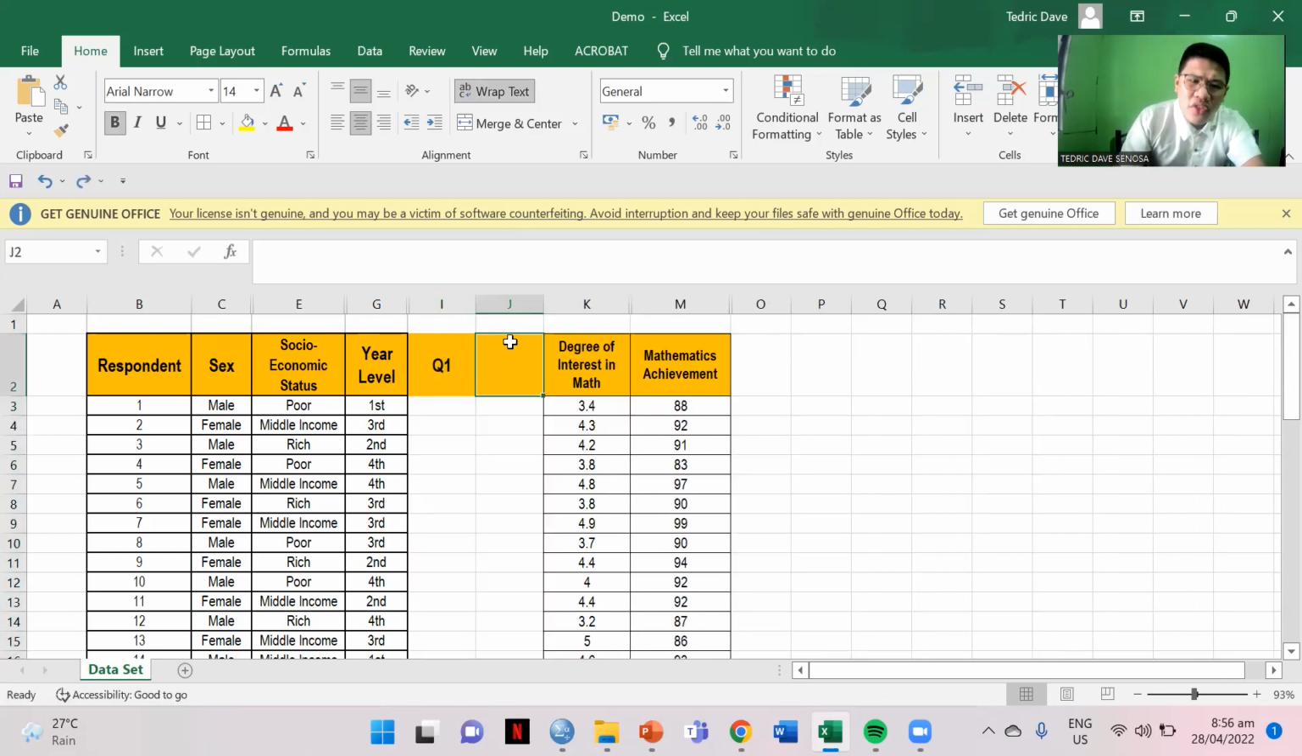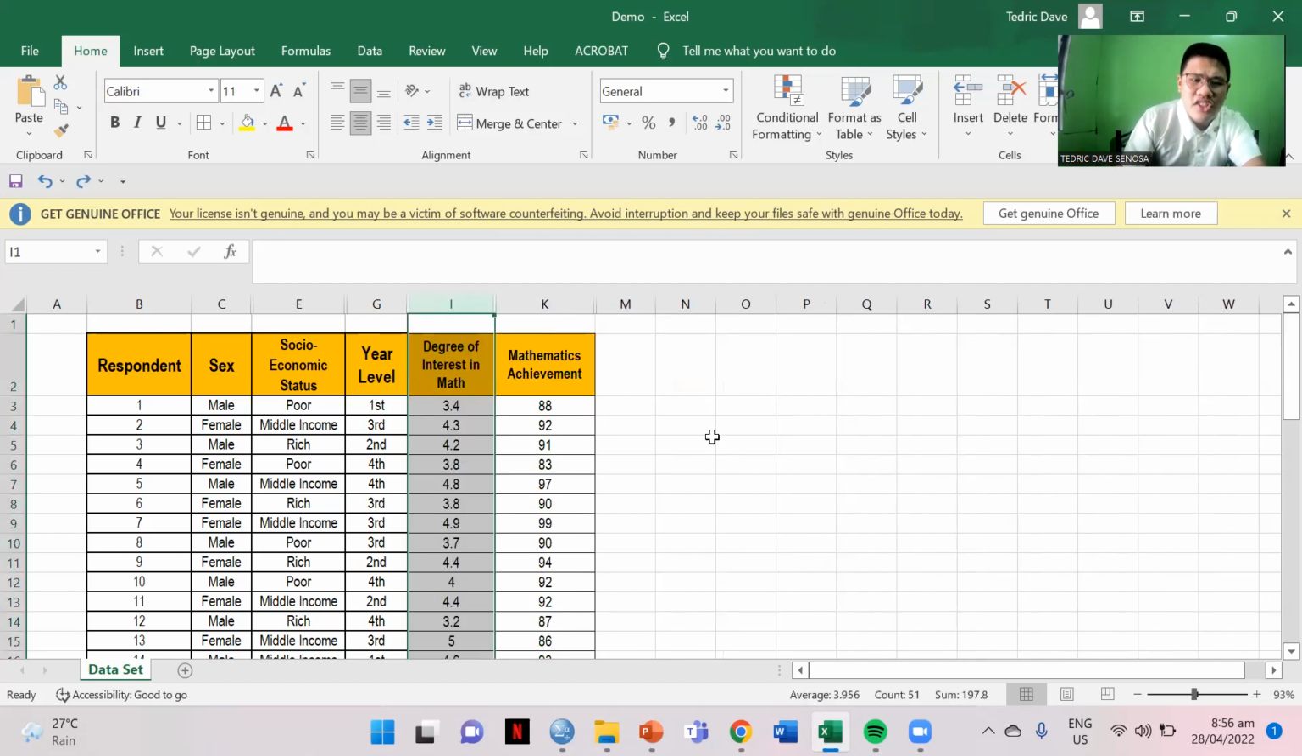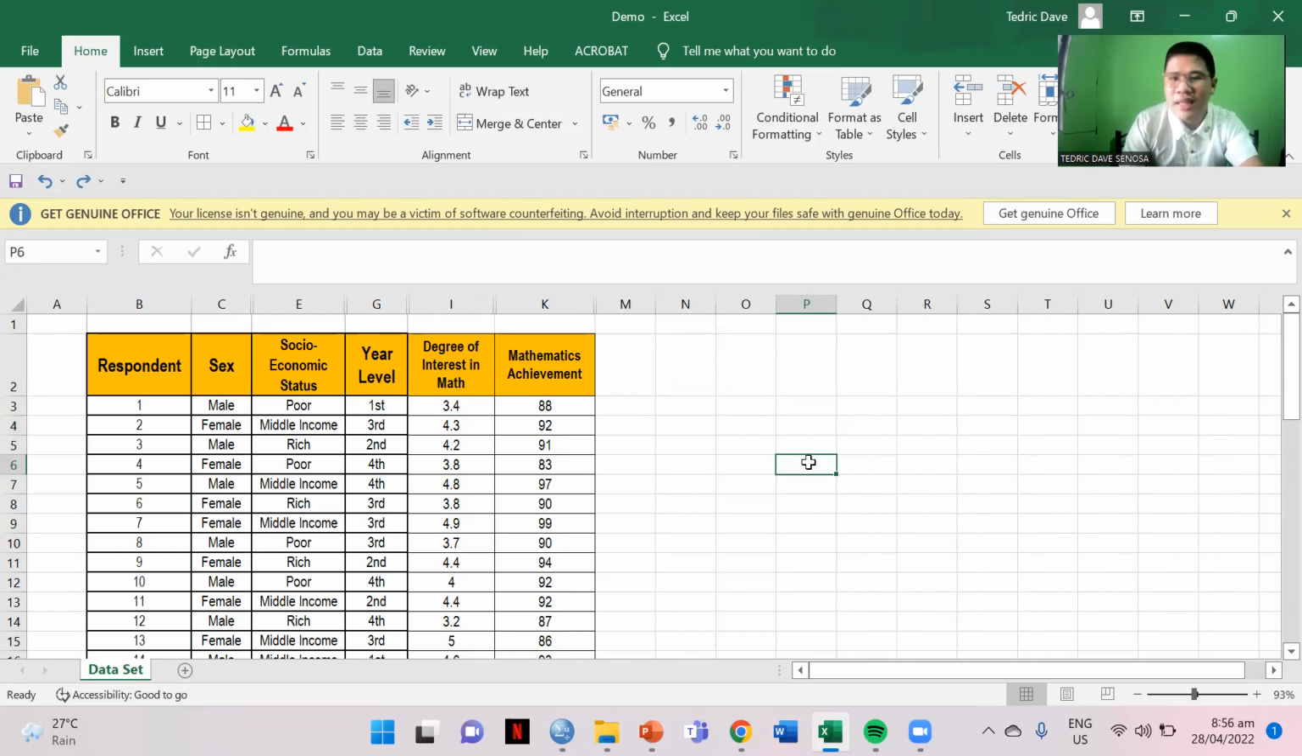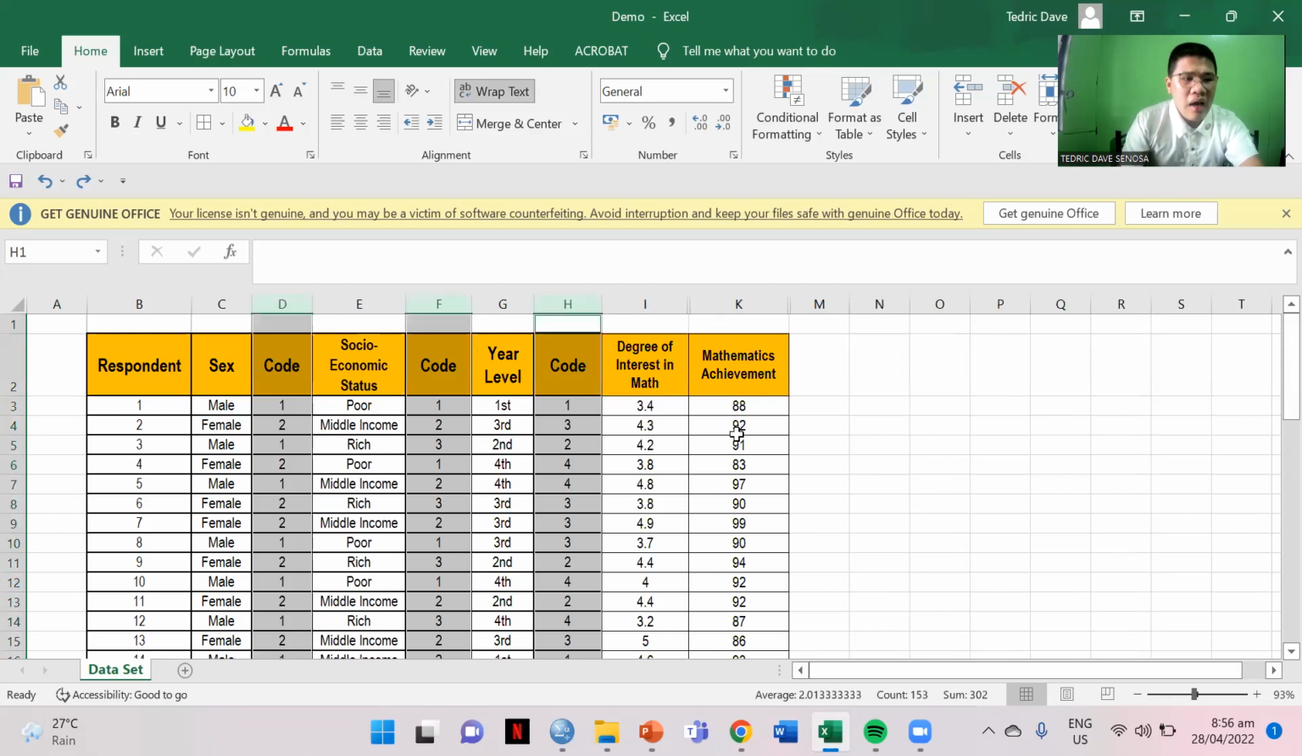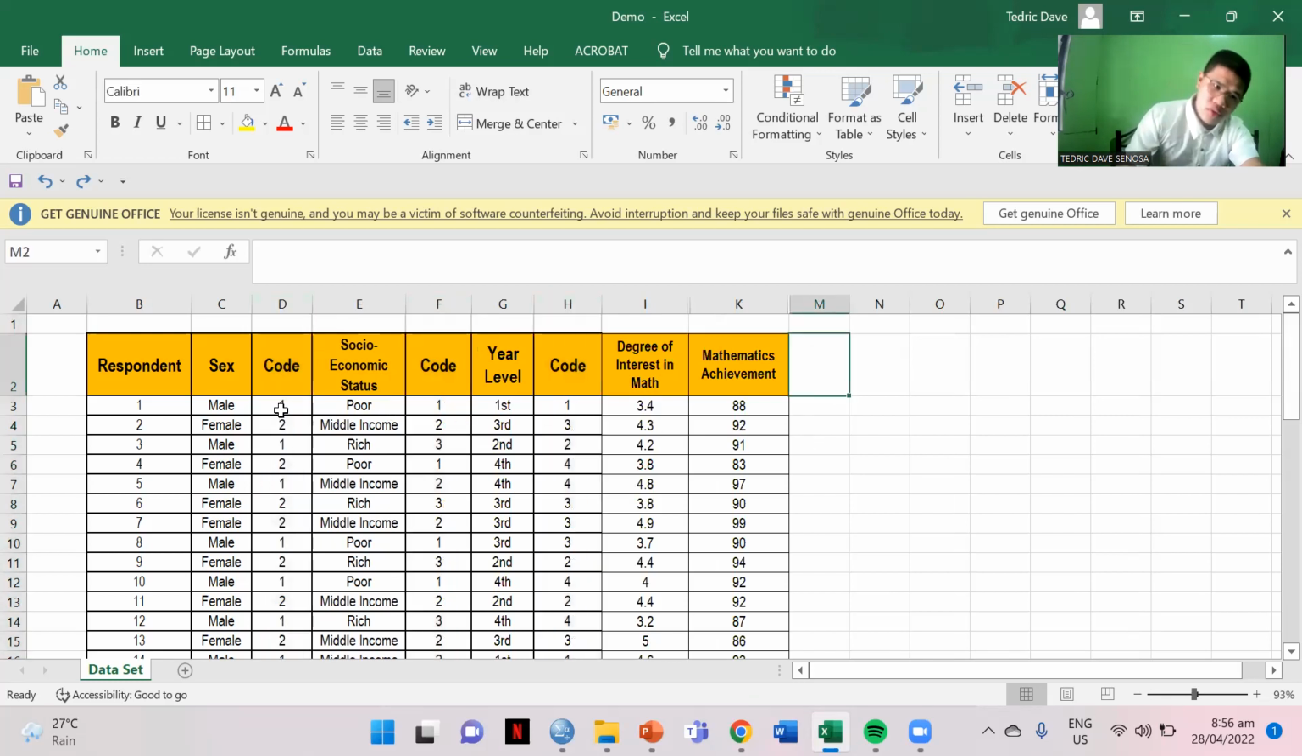Now, where do you think the mathematics achievement came from? I think you all know that the mathematics achievement prescribed in this study is the mathematics grade of the students, or of the respondents. So this is the mathematics grade of the students from the ILS. So now we will discuss the codes.